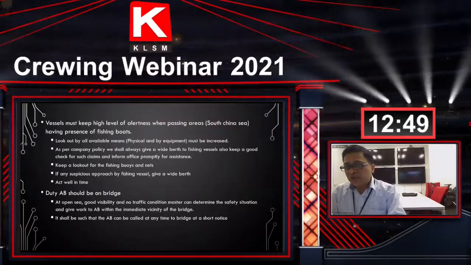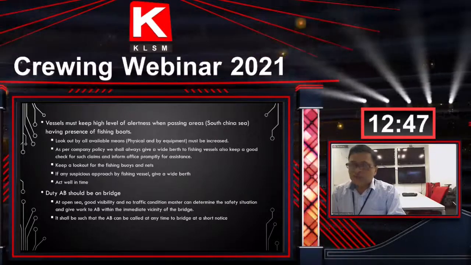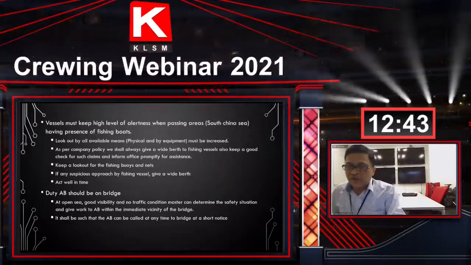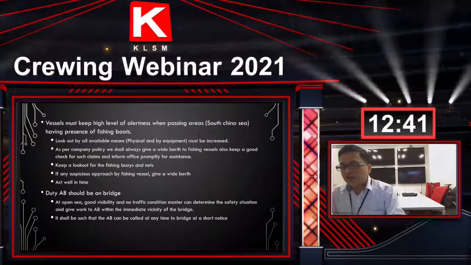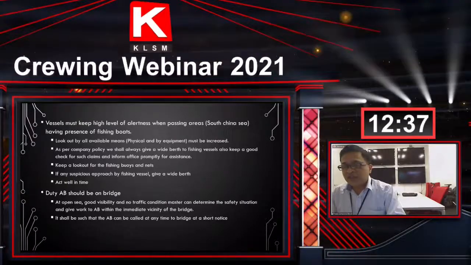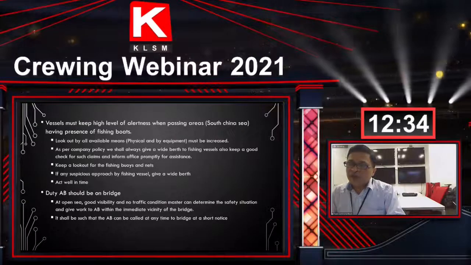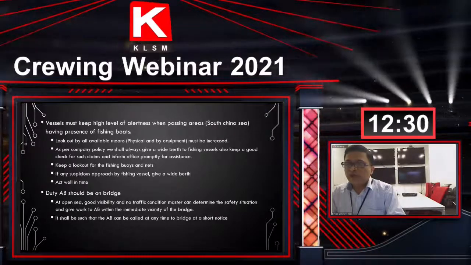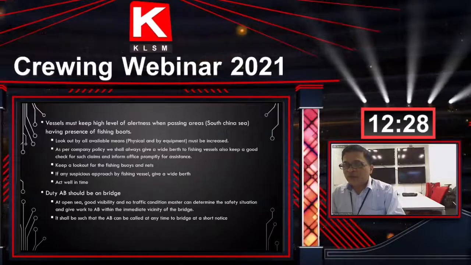So we'd like to mention here, during the daytime, our SMS mentions that the AB can work. If the situation is okay, visibility is good, open sea, no traffic, then the master can determine the safety situation and he can ask the AB, but give the AB work in close vicinity of the bridge, so that whenever required, he can immediately come up on the bridge for assistance.